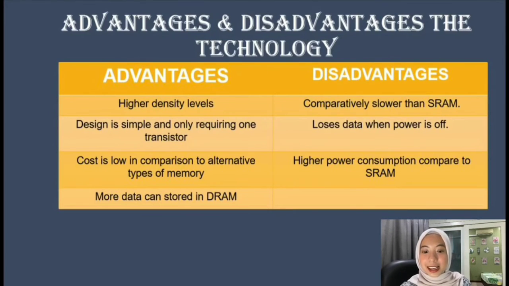Second, its design is simple and only requires one transistor. DRAMs are inexpensive and consume less power. They require fewer transistors per bit of memory. They are mostly used as main memories. Third, it is low cost in comparison to alternative types of memory such as SRAM. DRAM is less expensive to make because of its less complex manufacture. Also, the simple structure of DRAM in comparison with SRAM permits more data storage on the former.